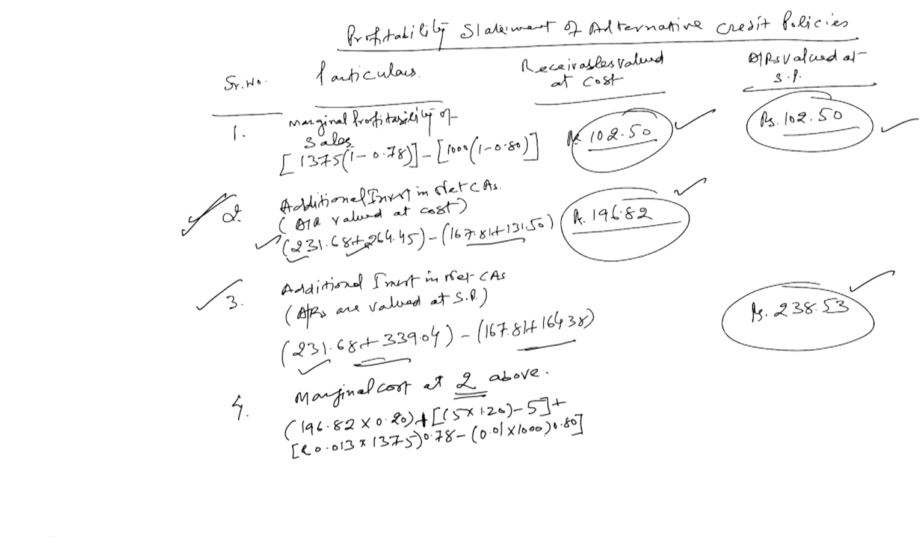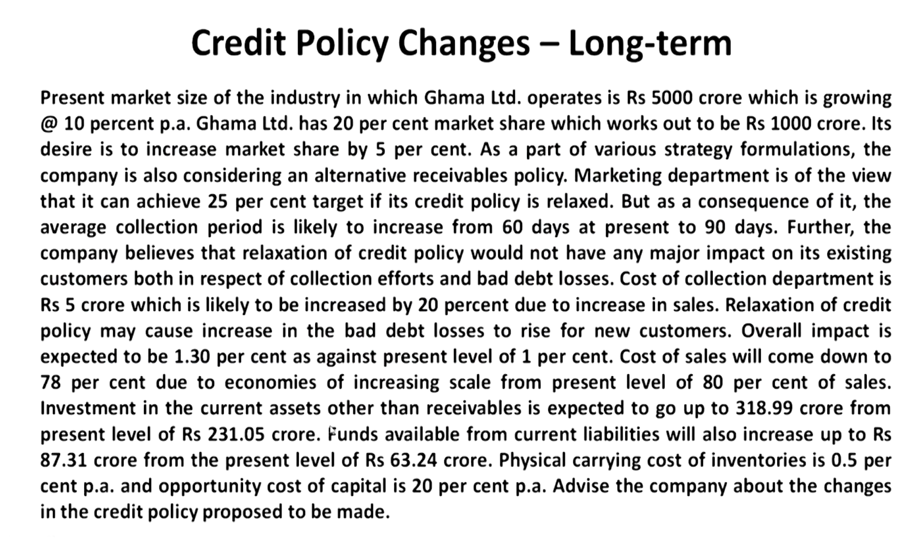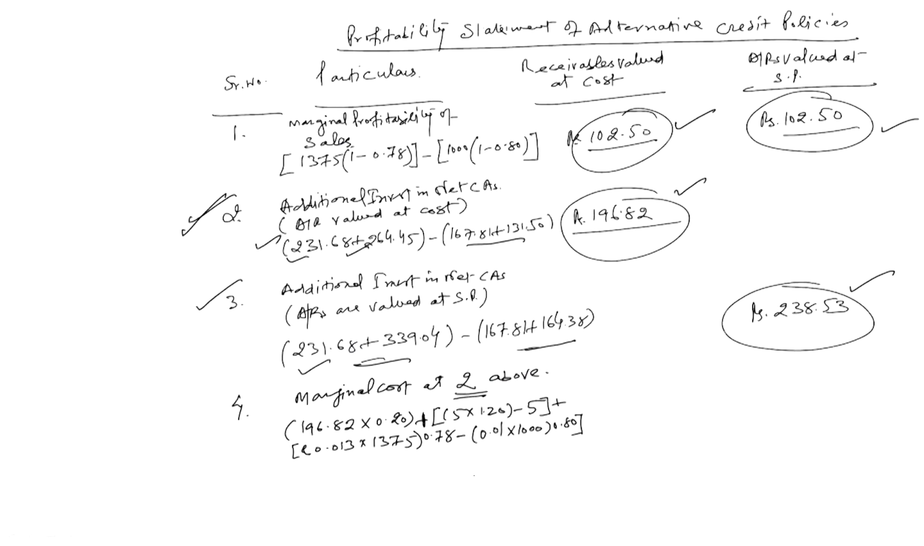So, this is going to be the total cost. First we have taken the first component, that is the cost of investment, at the rate of 20%, because it is clearly given that the physical carrying cost of the inventory is 0.5% per annum, and the opportunity cost of capital is 20%. So, we have taken the 20% here. How much investment are we going to make when valuing the receivables at cost? 196.82. So, 20% of that is the first component of the cost.